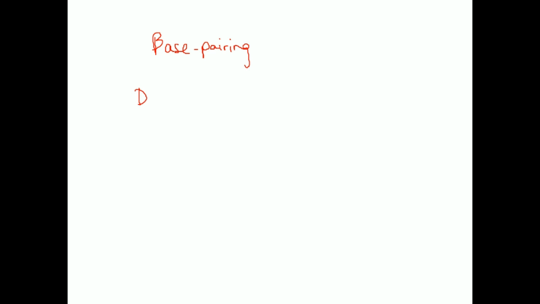If we're going from DNA to RNA, there are four combinations we can possibly have. If you have a T in DNA, you would have an A in the mRNA. If you have a G in the DNA, you would have a C in the RNA. Vice versa, if you have a C in the DNA, you would have a G in the RNA.